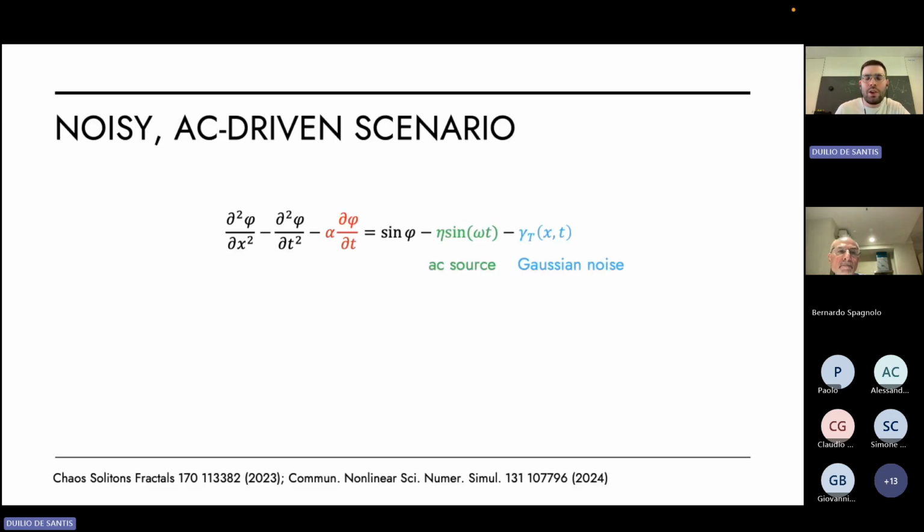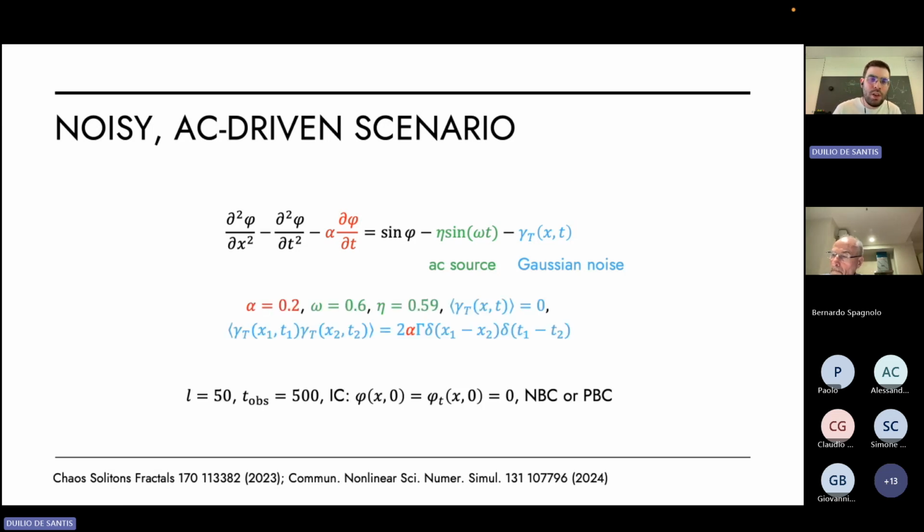In particular, I'm going to consider a sine-Gordon equation in the presence of dissipation, some alternating current, and some Gaussian noise. Now, why do that? Well, we can imagine this as an AC current which we apply in the junction, and the idea is to stabilize breathers in the presence of dissipation, because otherwise they would die out. And the Gaussian noise is something that we consider because of thermal fluctuations, which are going to be present in any system at finite temperature.